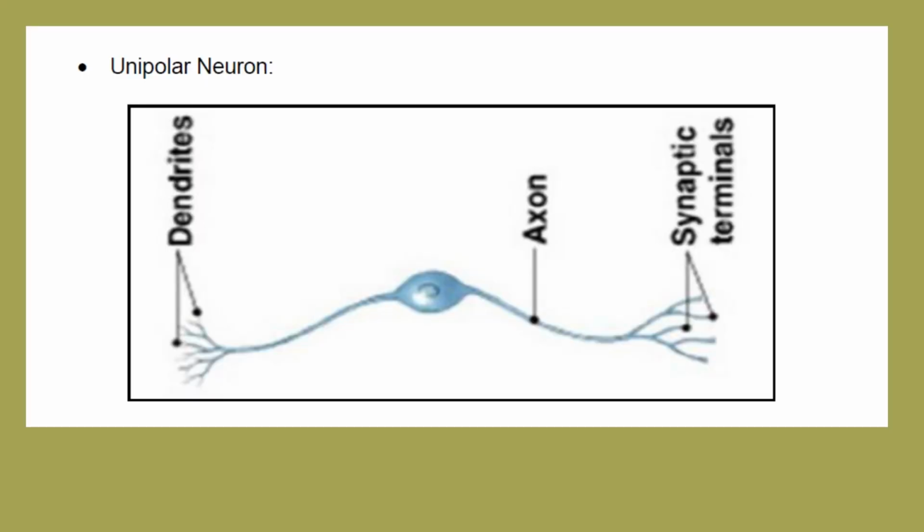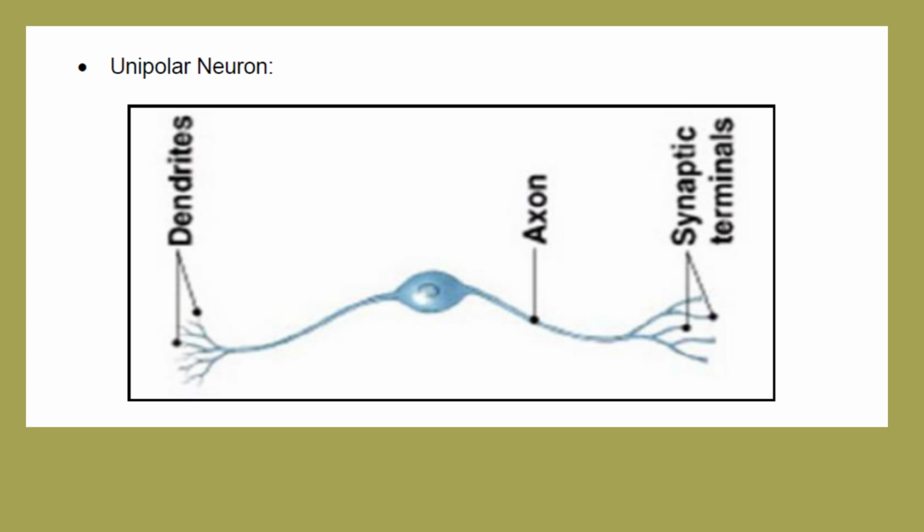Then the last tissue is your nerve tissues. Your nerve tissues are also known as neurons. Neurons allow nerve impulses to move throughout the body. There are three types of neurons. You have your sensory neurons, you have your motor neurons, and then you have your interneurons.